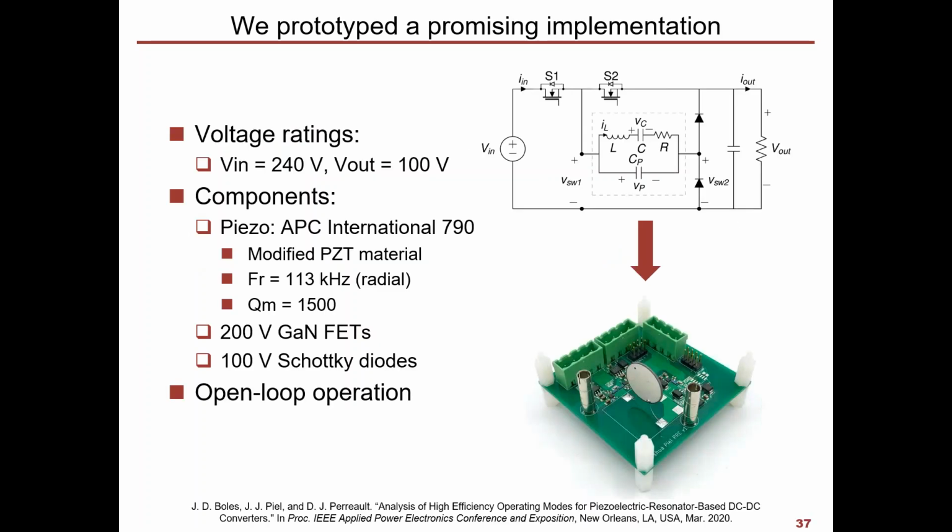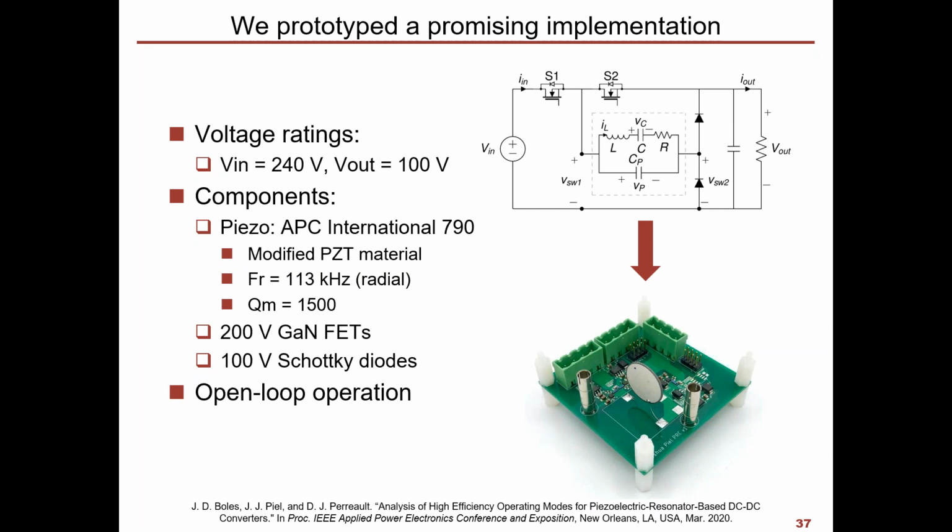The piezo that we found to be best for our purposes now is a disc-shaped piezo made by APC International. It's from a modified PZT material. PZT is very commonly used in piezos. It stands for lead zirconate titanate. And so energy harvesting, a lot of different applications PZT has been used for. It has a radial resonant frequency of 113 kilohertz. What I mean by radial is the piezo is actually expanding in the sideways direction radially. So it's not vibrating up and down like the initial animation, it's vibrating outward along its radius.